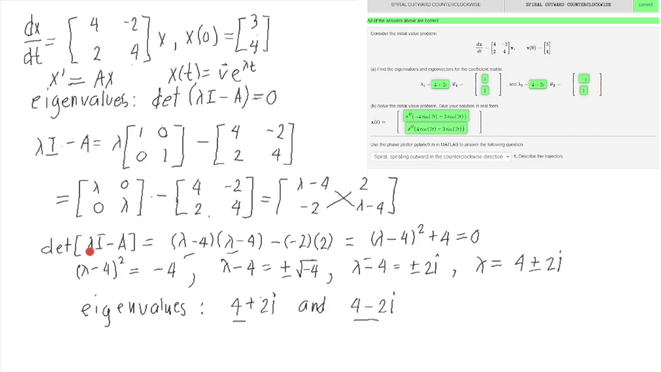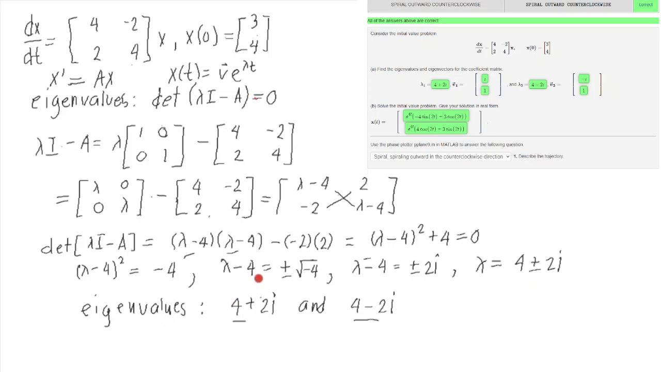Now let's find the determinant of that matrix. The determinant is just multiplying the alternating elements: (λ minus 4) times (λ minus 4) minus (negative 2) times 2. Now we have (λ minus 4) squared plus 4 should be equal to 0, as it says right here, the determinant of the new matrix should be equal to 0. Now, (λ minus 4) squared is equal to negative 4, and taking the square root of both sides, we have λ minus 4 equals plus or minus the square root of negative 4. This is simply 2i, because the square root of negative 1 is i, an imaginary number. And your λ is now equal to 4 plus or minus 2i.